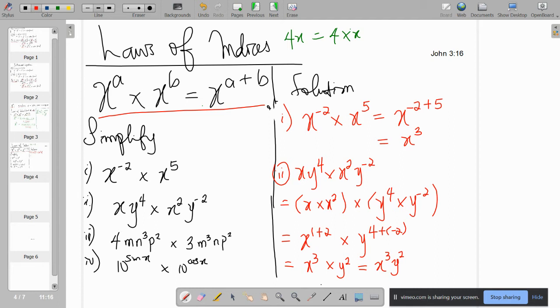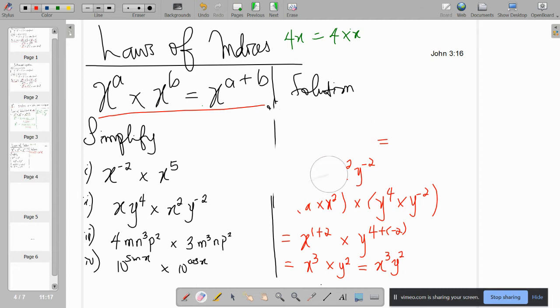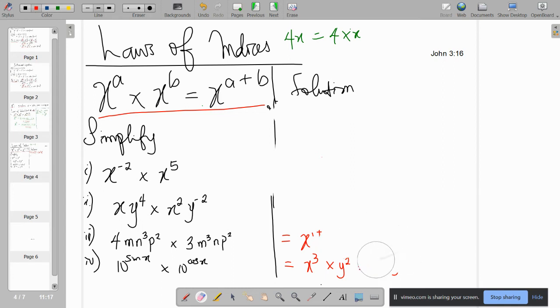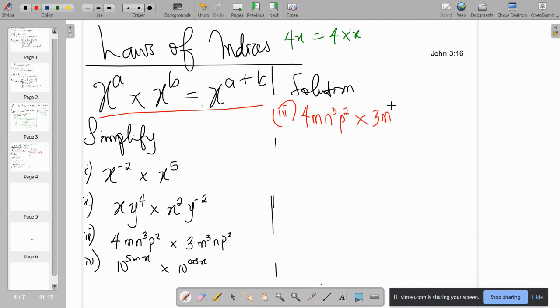Next, in number 3, permit me to clean this one to move to number 3. Okay, so for question 3, we have 4m and 3p raised to power 2 times 3m raised to power 3 and p raised to power 2.